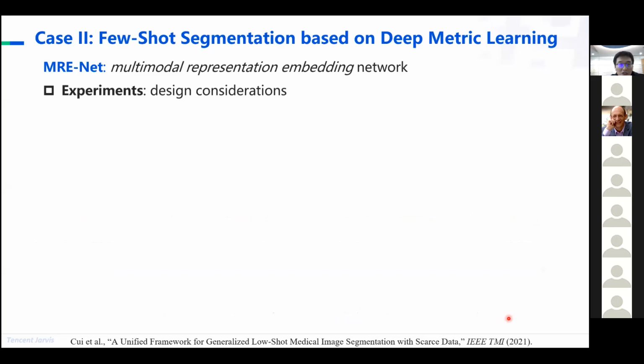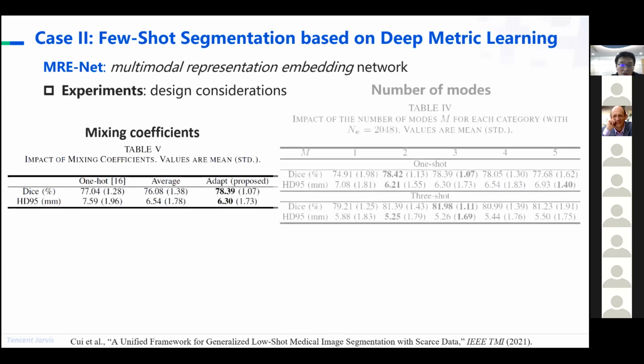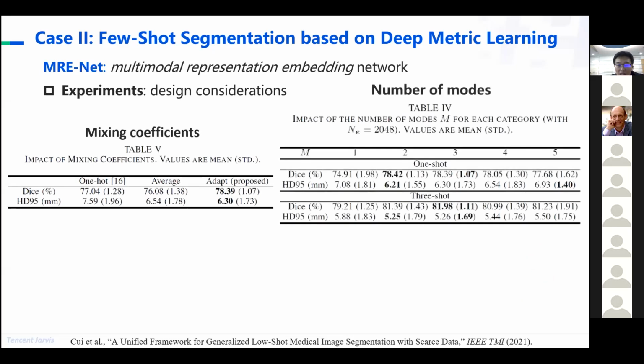We conduct experiments on the brain MRI dataset to determine 3 important design options. For the mixing coefficient, we compare to one-hot and average. As we can see, the proposed adaptive approach achieves the best performance in terms of both the Dice and the HD metrics. Then we vary the number of modes from 1 to 5. In both 1 and 3 shot settings, the performance first increased and then fluctuated as M increased. So for a comprehensive consideration, we select 3 modes for the following experiments.